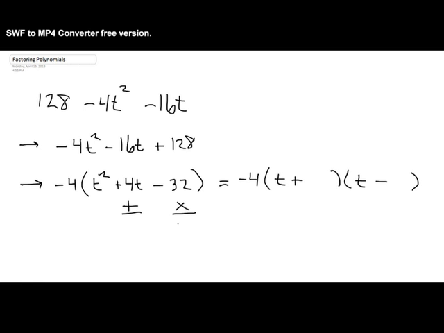Well, two of the numbers that multiply to make negative 32 are negative 8 and 4, or positive 8 and negative 4. The ones that fit are 8 and negative 4. And you can check that adding these together definitely gives you 4. So our value is negative 4 onto t plus 8 onto t minus 4. So let's try another one.